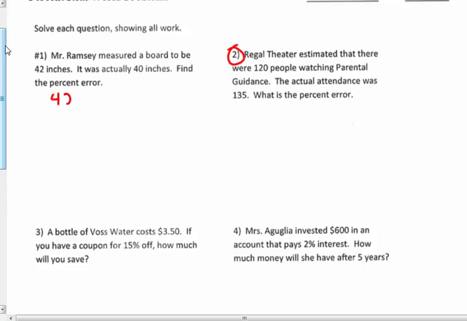Well, 42 take away 40. The actual is always on the bottom. That's the x, the denominator. So my difference is my y. Y divided by x will give me my k, my rate of percent. Well, 2/40ths is the same thing as 1/20ths, which I recognize as 5%.